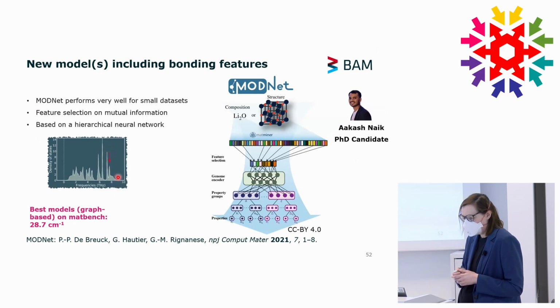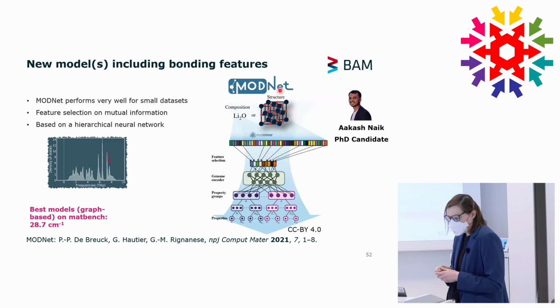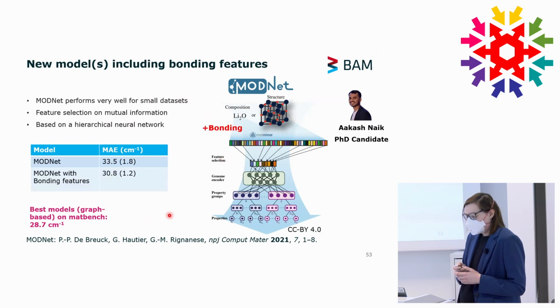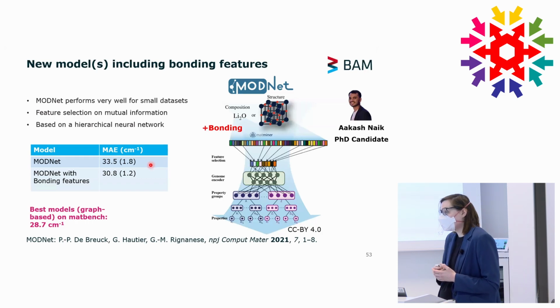or the maximum phonon frequency in a phonon band structure. There was already a model based on the ModNet architecture available, based on just compositional and structure-based features. ModNet is an architecture that performs really well for smaller data sets. It has a feature selection based on mutual information and then a hierarchical neural network. And now we included the bonding properties as features here, and we are seeing an improvement of the mean absolute error on this highest phonon frequency.